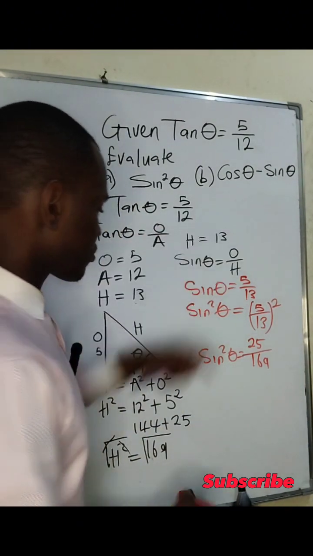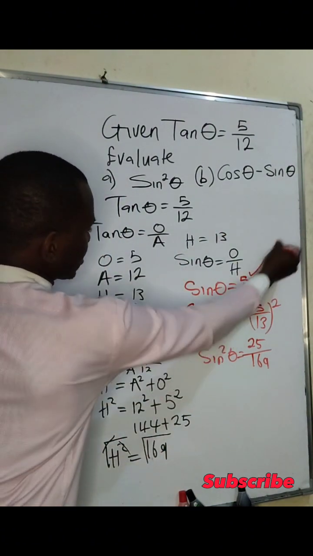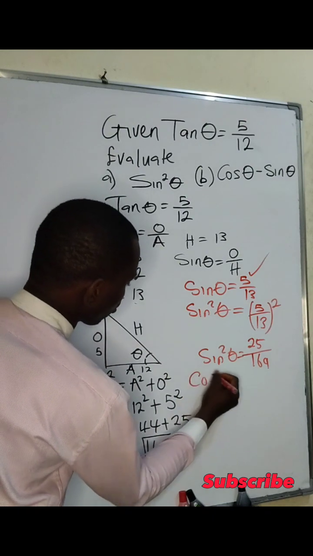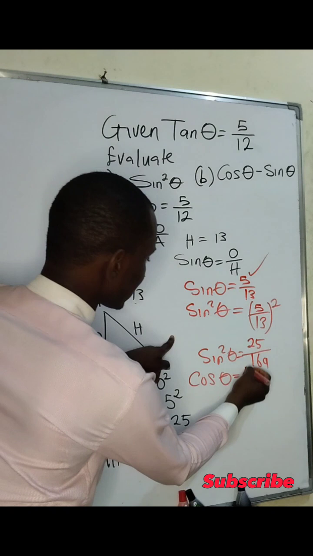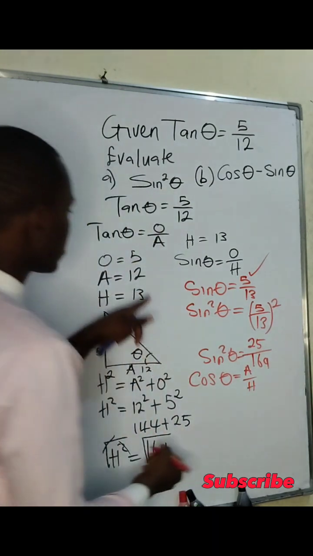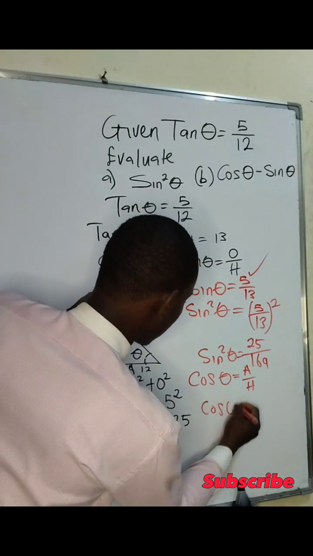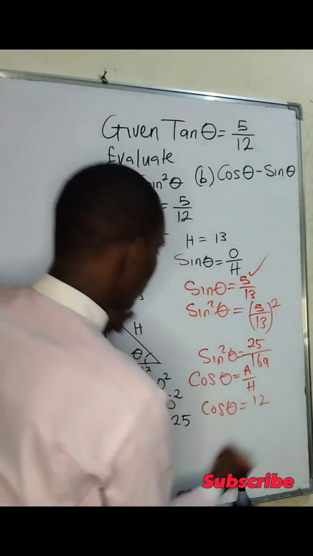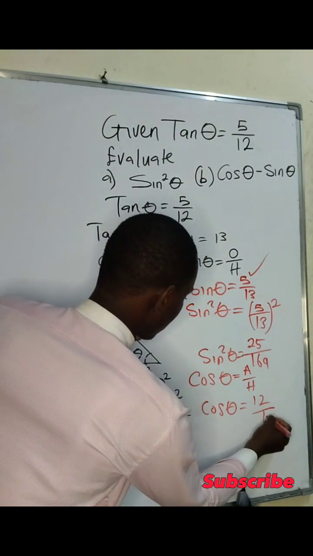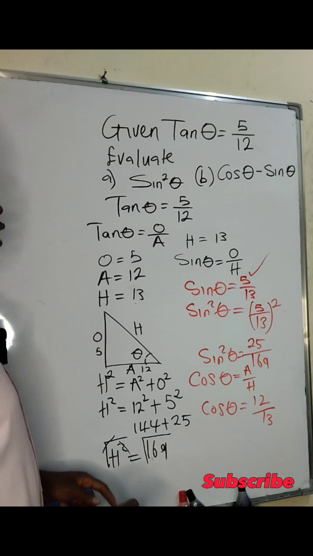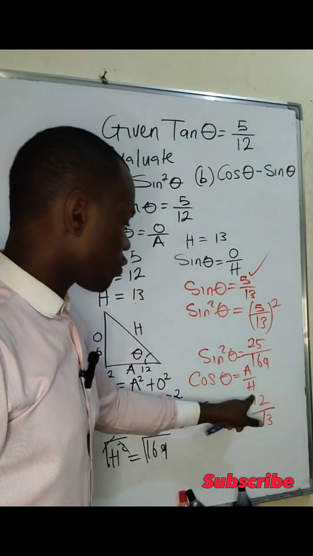Let's get the identity of cos first. Since we have gotten it for sine, let's get it for cos. So cos theta is equal to adjacent over hypotenuse. Look at adjacent, 12. So cos theta will give us 12 adjacent, our hypotenuse is 13, so 12 over 13. The next thing we are going to do is to put them into this expression. So cos theta is 12 over 13.